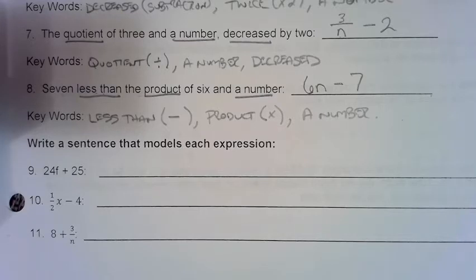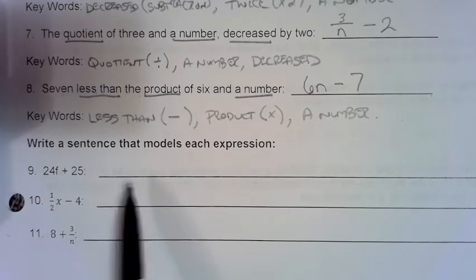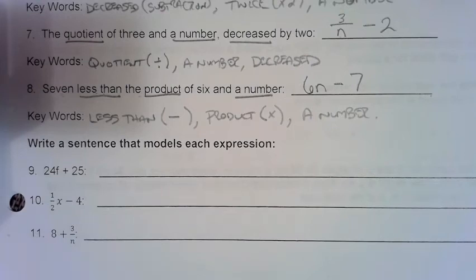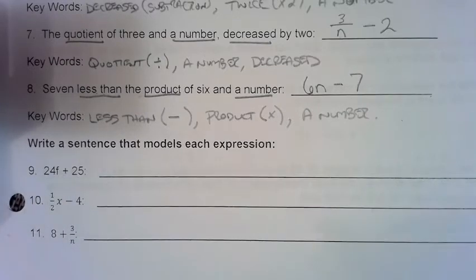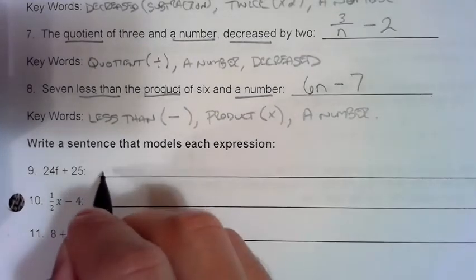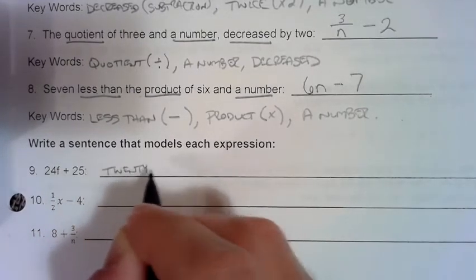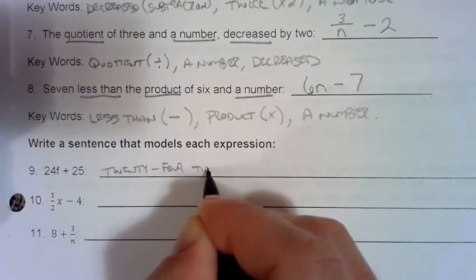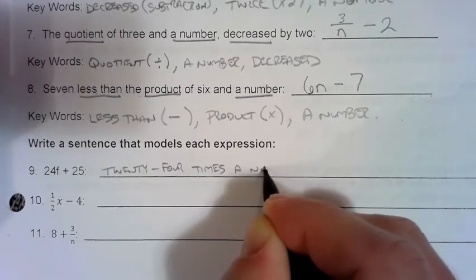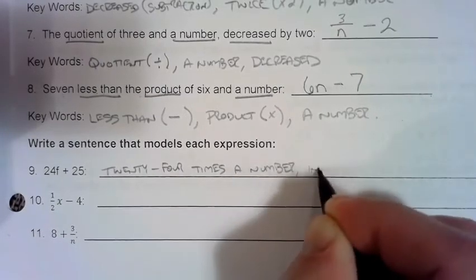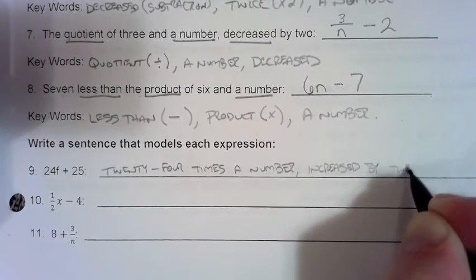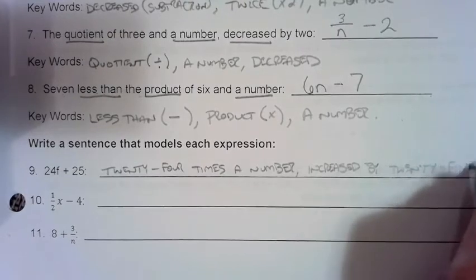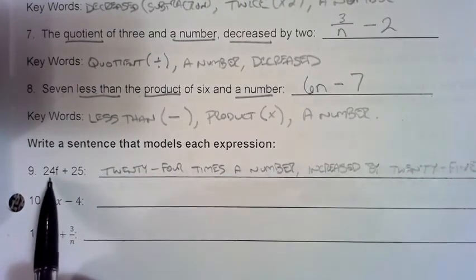In examples 9, 10, and 11, we are going to come up with a verbal expression for each algebraic expression. Okay, so in example 9, I have 24f plus 25. 24f is a multiplication, and I see an addition here. So I can write a sentence that would say something like 24 times a number, increased by 25. Okay, I could say the product of 24 and a number plus 25.